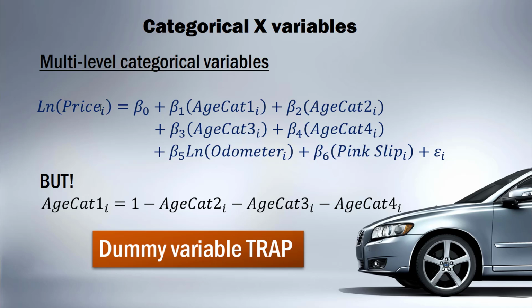It will become impossible for the model to tease out whether the effect came from age cat 1 equaling 1 or from the other 3 age cat variables equaling 0. So if you try to run this regression, it will actually not work for you. Give it a go in Excel and create those 4 variables for yourself and see what happens if you run the regression.